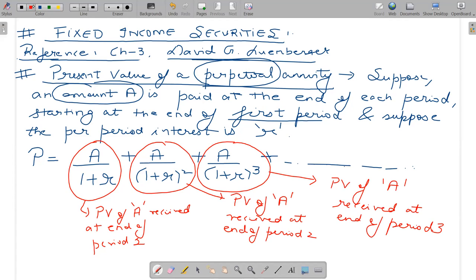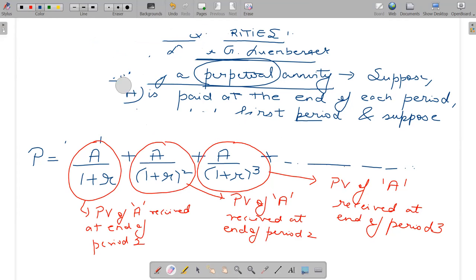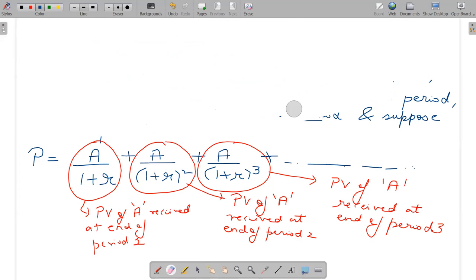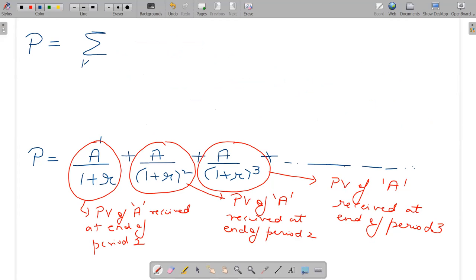So how can I write it? Let me erase the initial part. I can write P is equal to the summation as k goes from 1 to infinity. Why am I taking infinity? Because it's perpetual, never ending. Summation as k goes from 1 to infinity, A upon 1 plus R to the power k. And you can see that this is an infinite geometric series.